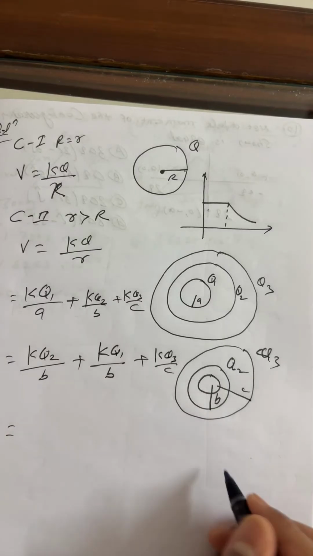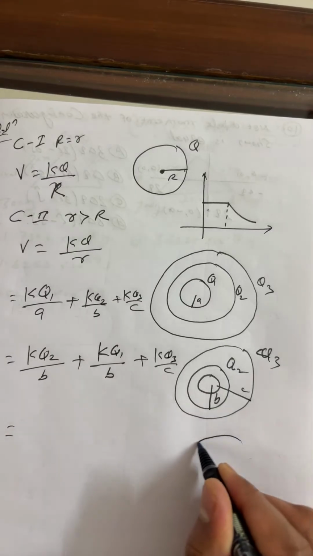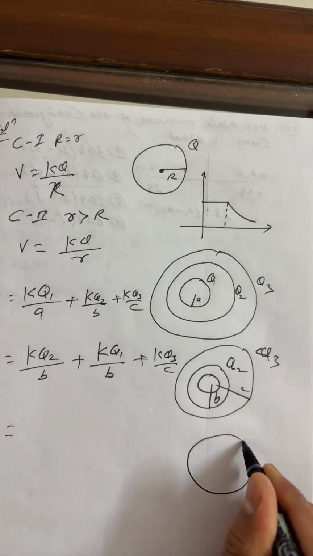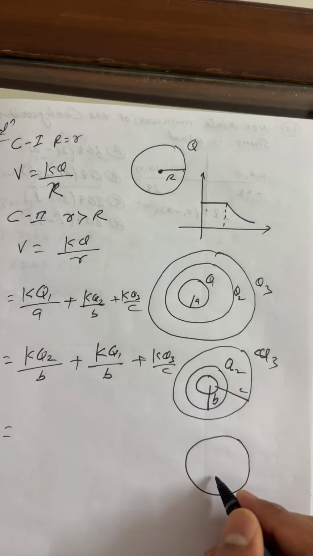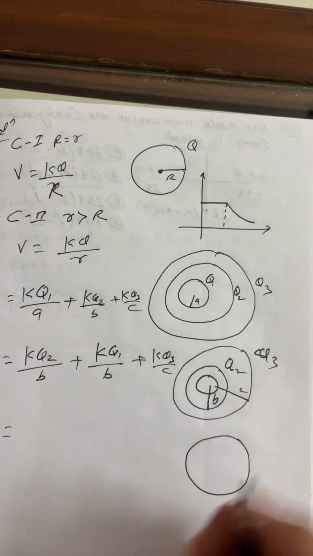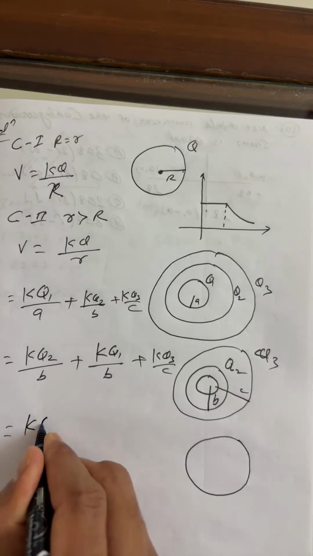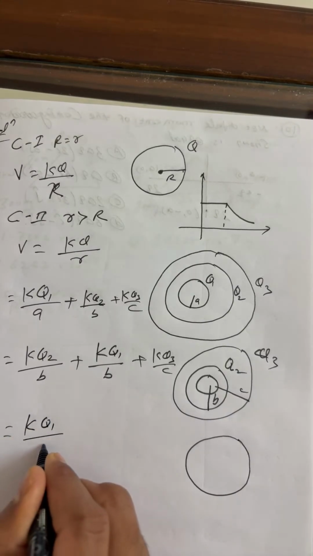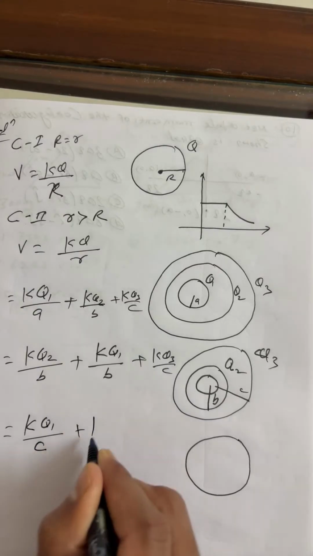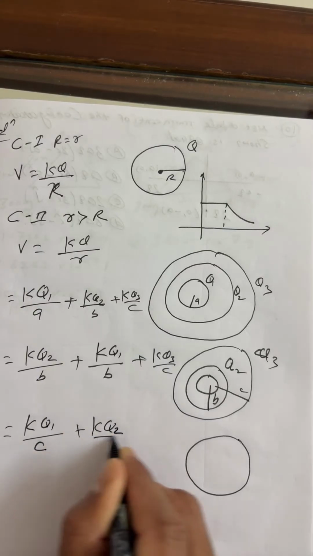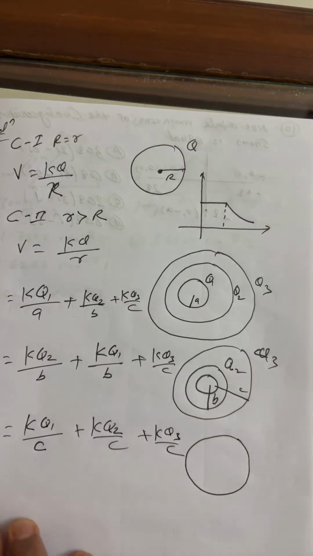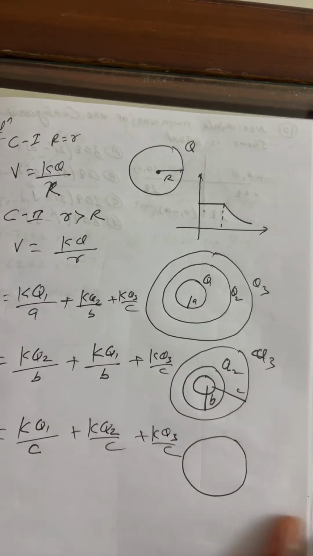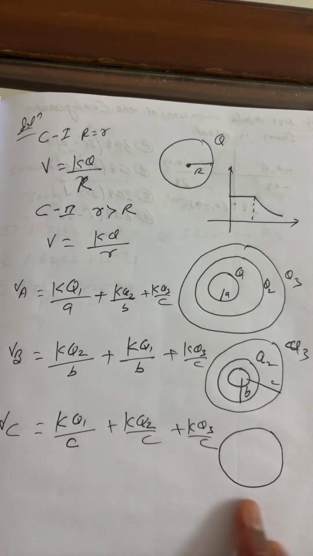Now, for the potential at C, what is the interesting point? It's a very easy question. For this condition, these two are inside only. So C remains fixed. So simply you can write K Q1 by C plus K Q2 by C plus K Q3 by C. So this is a very easy question, right? You can take some solution.